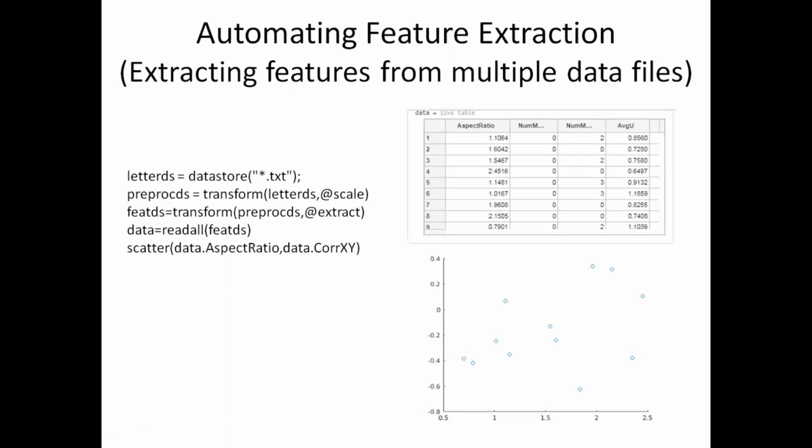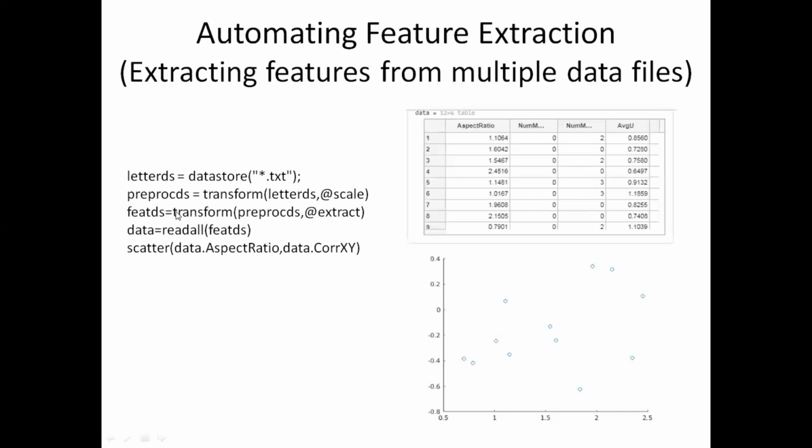Now, first thing, before feature extraction, I need to pre-process the data. This we have seen how to do in the previous video, so I am using the same thing. I am using this transform command and this scale function. This scale function will do the pre-processing on the datastore letter ds. This will give me a transformed datastore by the name pre-processed datastore.